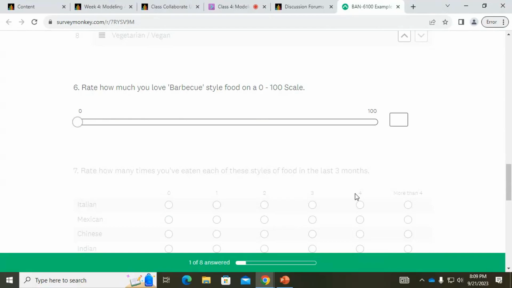Rate how much you love barbecue on a 0 to 100 scale. This data is actually easier to work with because it's now almost continuous in a way. The two types of continuous data are interval and ratio. So this would be interval data. You get a hard score out of this. That's very easy to play around with when you're doing statistics, for example.